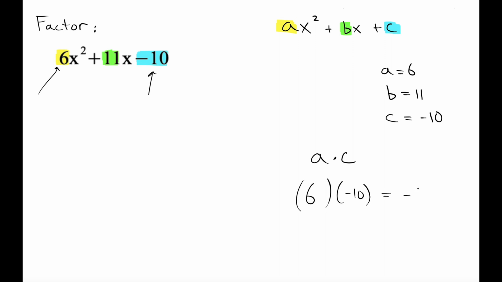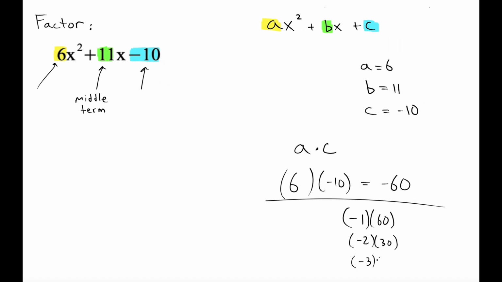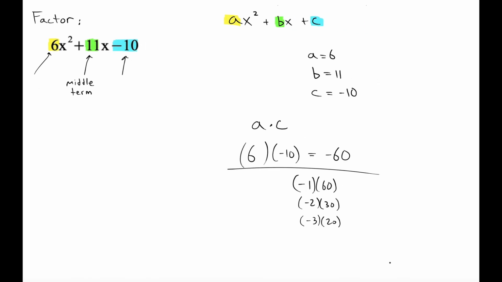This makes negative 60. And what we're looking for is factors of negative 60 that would not only multiply to negative 60, but also add to the middle term, the b. Okay, so what are some factors of negative 60? It could be negative 1 times 60. It could be negative 2 times 30. And you just make a long list. Negative 3 times 20. Negative 4 and 15.